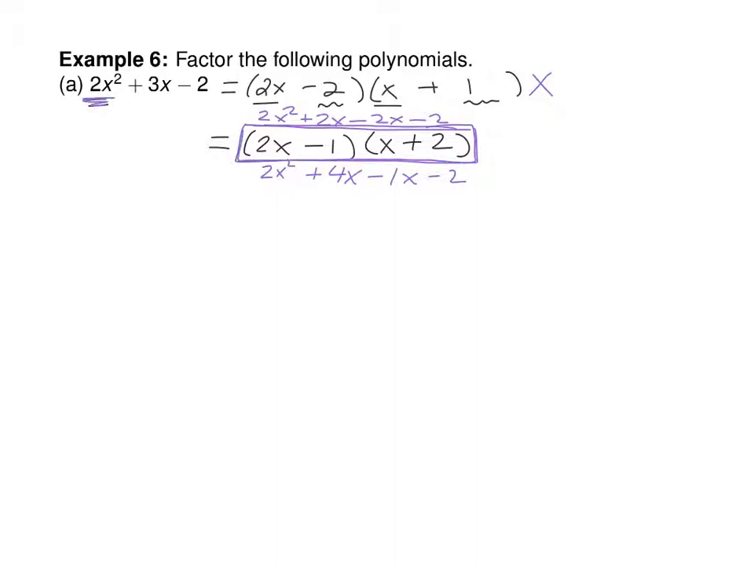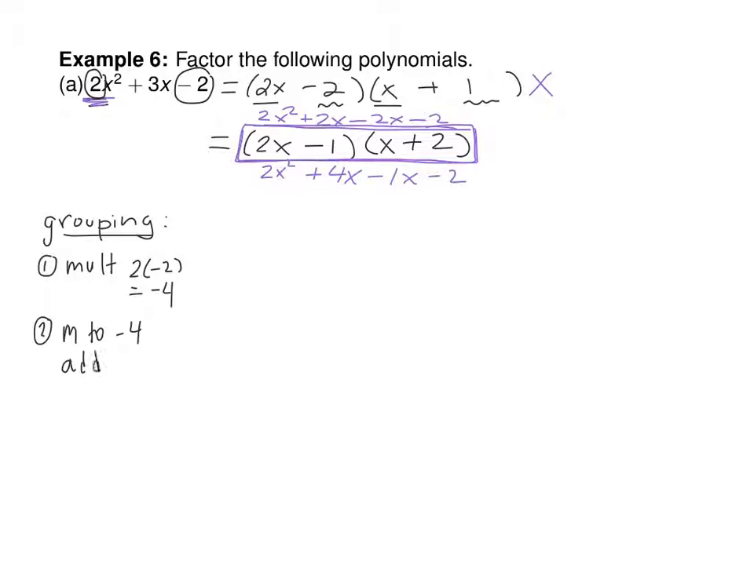Now an alternative way is called grouping, and this is sort of a hybrid of the other method that we used, and a couple earlier examples where we did use grouping to factor. Step 1 is to multiply what I would call A and C, the number in front of the x squared and the number on the end. So multiply 2 and negative 2, which is negative 4. Then you need to find numbers that multiply to negative 4 and add to 3. The numbers that satisfy that property are 4 and negative 1.